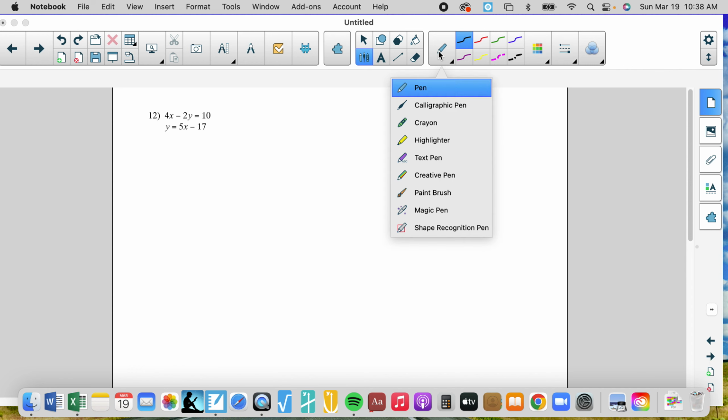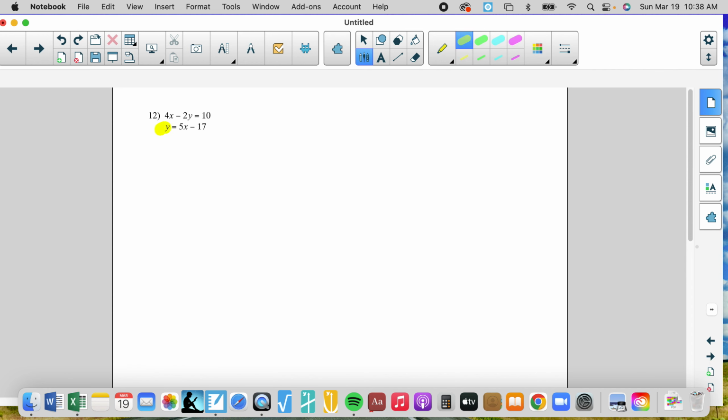All right, this time the bottom equation is isolated. We know that we're going to use the substitution when we have an equation that is isolated in terms of the other variable. So I'm going to take this and I'm going to plug it into the y value in the other equation.